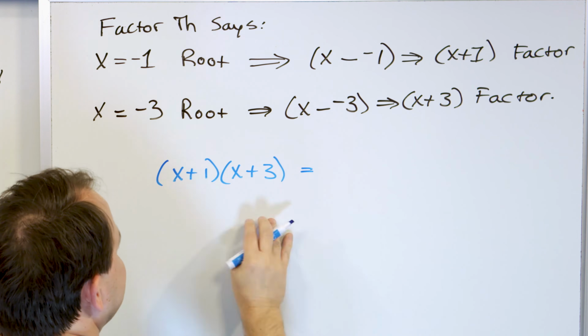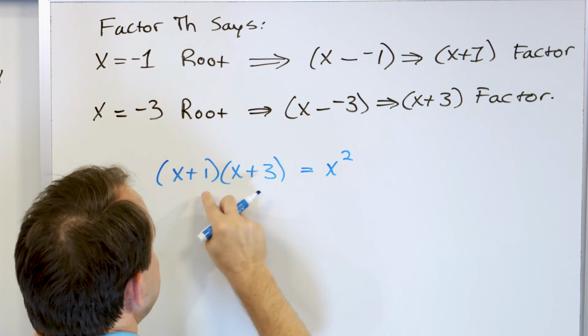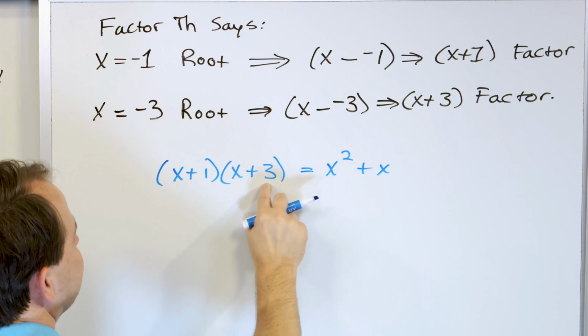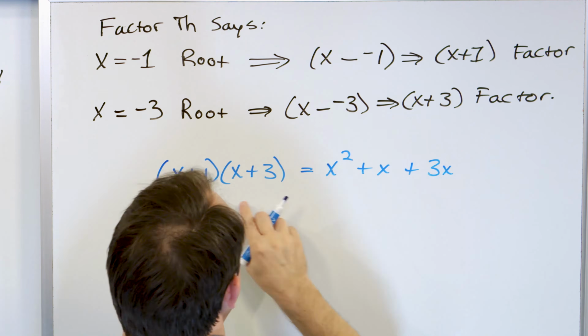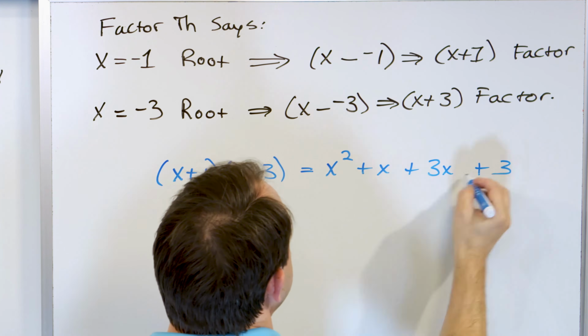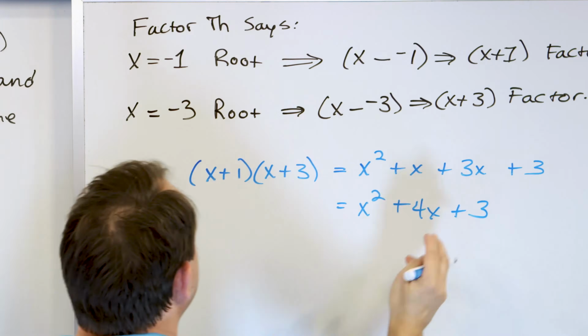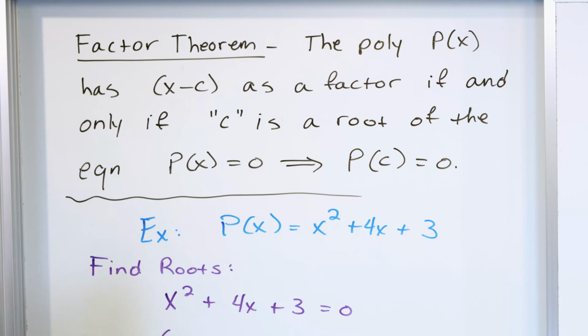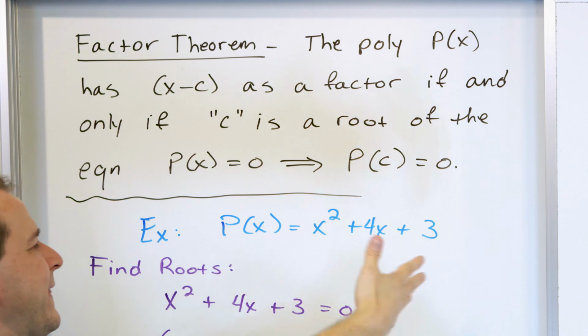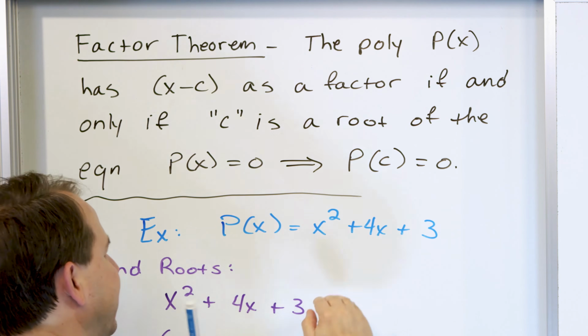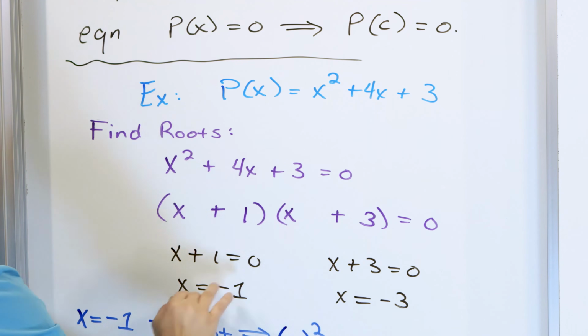And when you multiply all this out, x times x is x squared, inside terms is x, outside terms is 3x, and last terms is 3. Then what you get is x squared plus 4x plus 3, which is exactly what we started with. You see, when we start learning algebra, we don't learn about the factor theorem. We teach you how to factor these trinomials and set them equal to 0 and find the roots.